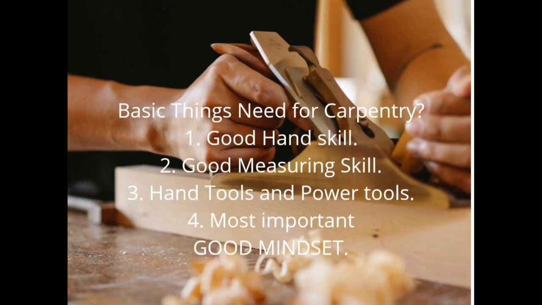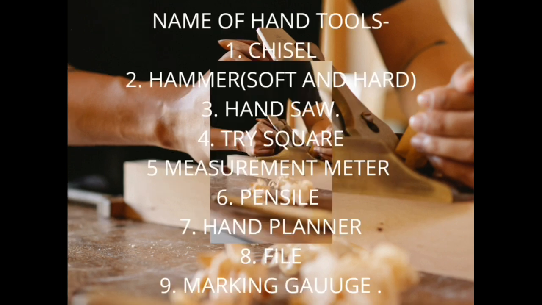Basic things needed for carpentry: 1. good hand skill, 2. good measuring skill, 3. hand tools and power tools, 4. most important, a good mindset. Names of hand tools: 1. chisel, 2. hammer, soft and hard, 3. hand saw, 4. try square, 5. measuring meter, 6. pencil, 7. hand planer, 8. file, 9. marking gauge, etc.